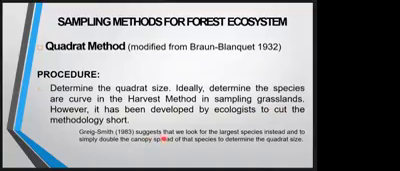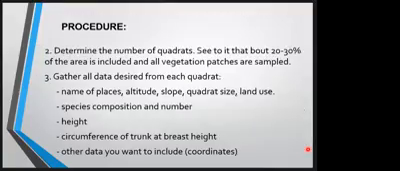So they suggest that we look for the largest species instead and simply double the canopy spread of that species to determine the quadrat size. So depende po na sa inyong scope, kung sa kadako ang inyong unsay makaya sa inyong time and even your financial capacity. So another procedure we have here is to determine the number of quadrats. See to it that about 20 to 30% of the area is included and all vegetation patches are sampled.